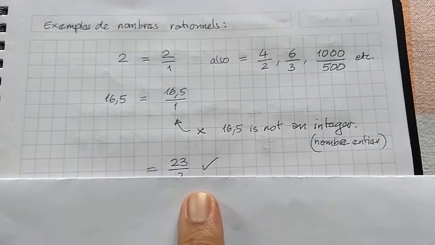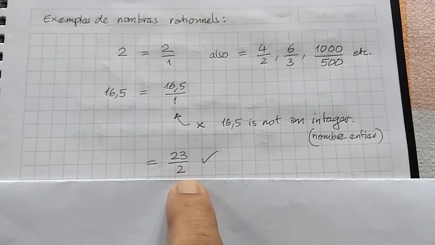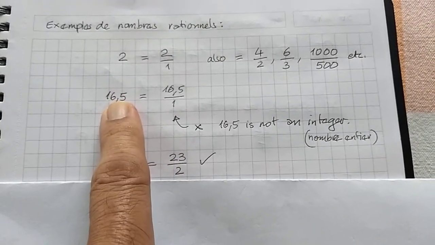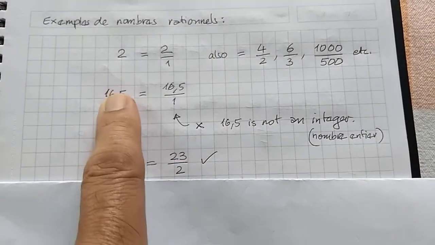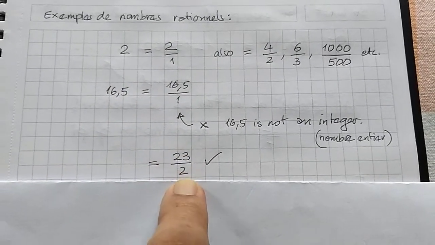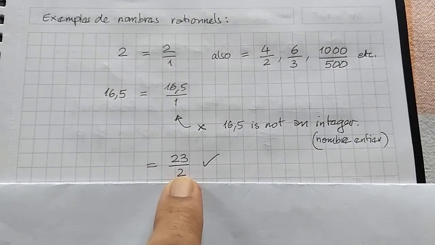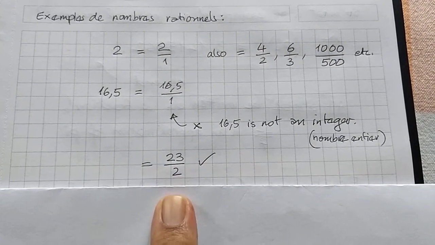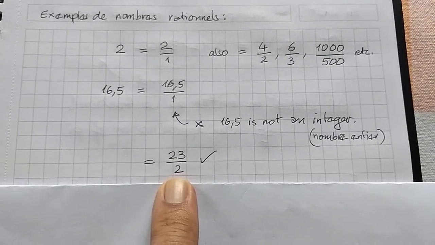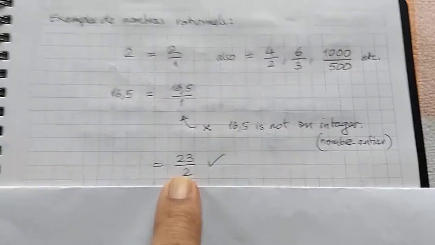But 16.5 you can write as 33 over 2, correct? 33 divided by 2 will give you 16.5. So that means 16.5 is a rational number because it can be written as a fraction with two integers, with two nombres entiers. Numérateur et dénominateur sont des nombres entiers.